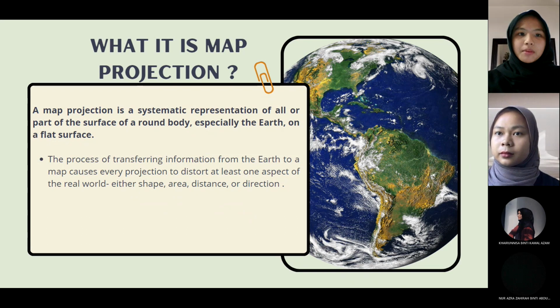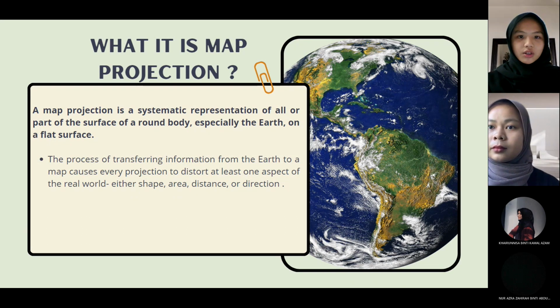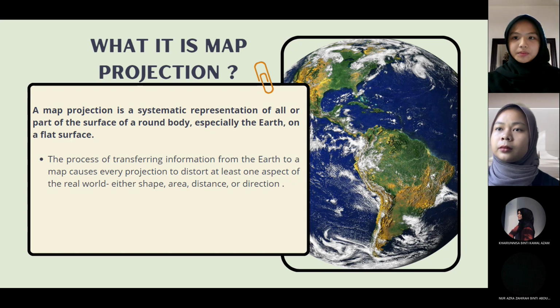What is a map projection? A map projection is a systematic representation of all or part of the surface of a round body, especially the Earth, on a flat surface. The process of transferring information from the Earth to a map causes every projection to distort at least one aspect of the real world: either shape, area, distance, or direction.